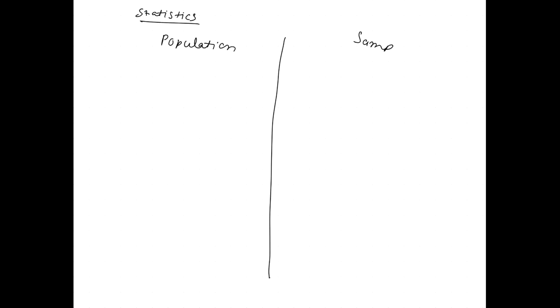So let me share my whiteboard first. Here we go. So our topic today is the next part of our statistics. And we will draw a line here. This is population. And this is the sample. So we will take the example of a donut store here.